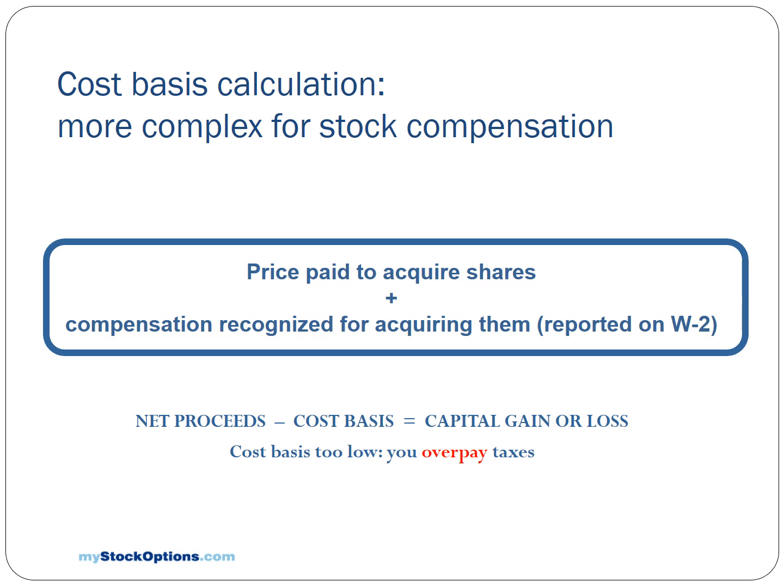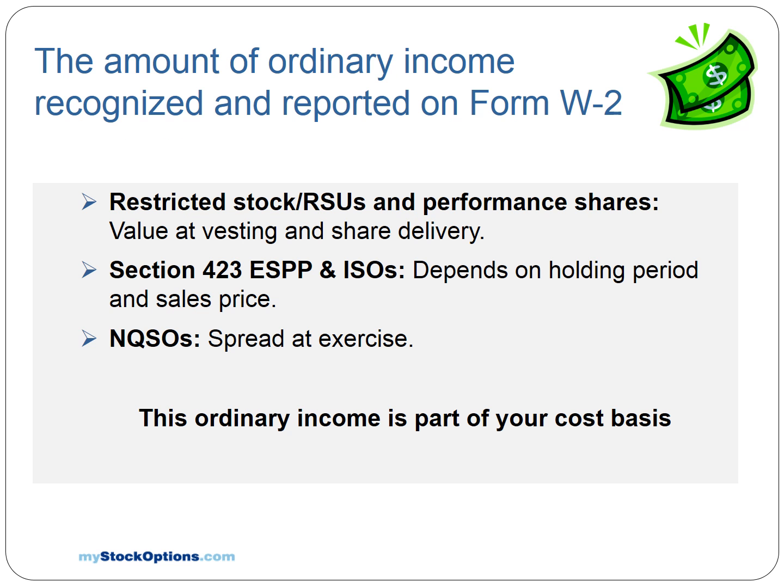Now, where it gets more complicated is where you have stock compensation. So the cost basis is the price you paid to acquire the shares plus the amount of compensation you might have recognized on the W-2. Now, when it comes to stock compensation, where is that W-2 income and what's the amount? For restricted stock and restricted stock units, it's the value at vesting and share delivery. That's the amount of income that's on your W-2.